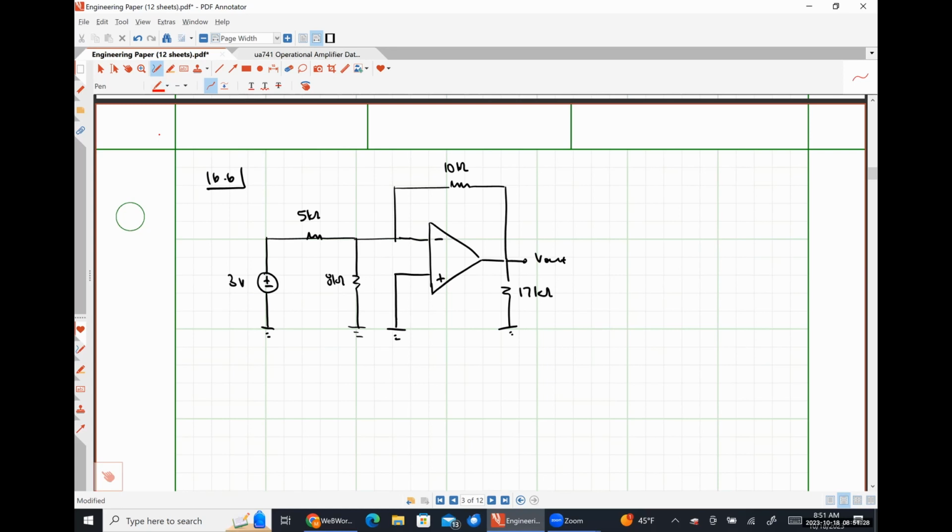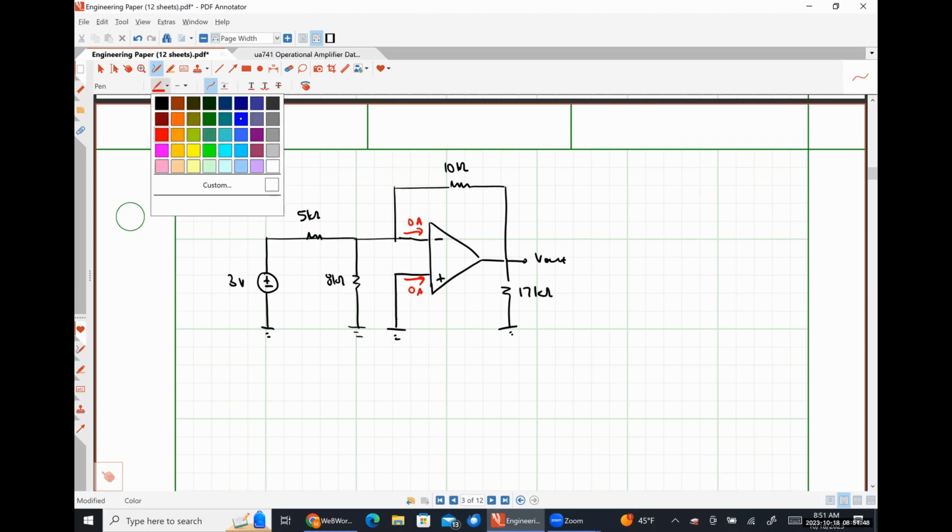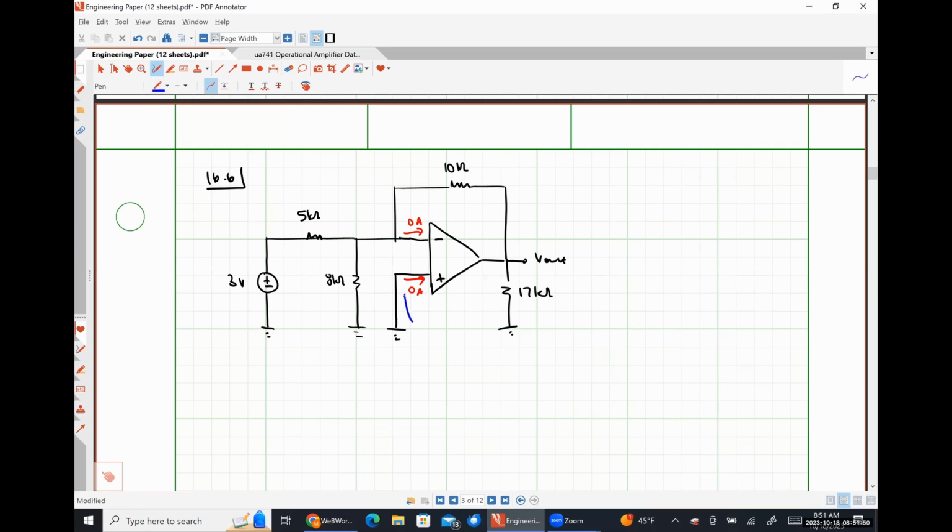What's step number 1? I want you guys to be bored of this at this point because it's literally the same thing over and over and over again. I cannot impart on you enough how this process will work for literally everything I'm going to throw at you. 0 amps here and here. What's the next step? V plus is 0 volts. What's the next step? V minus is 0 volts. What's the next step?